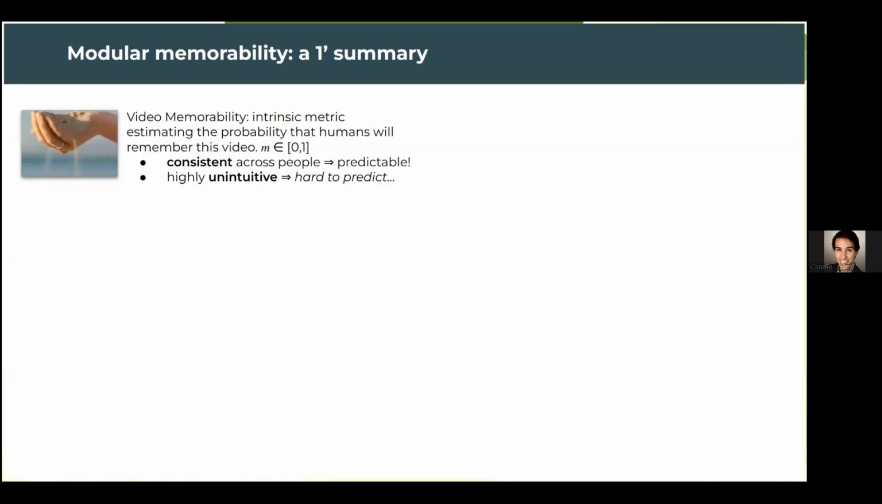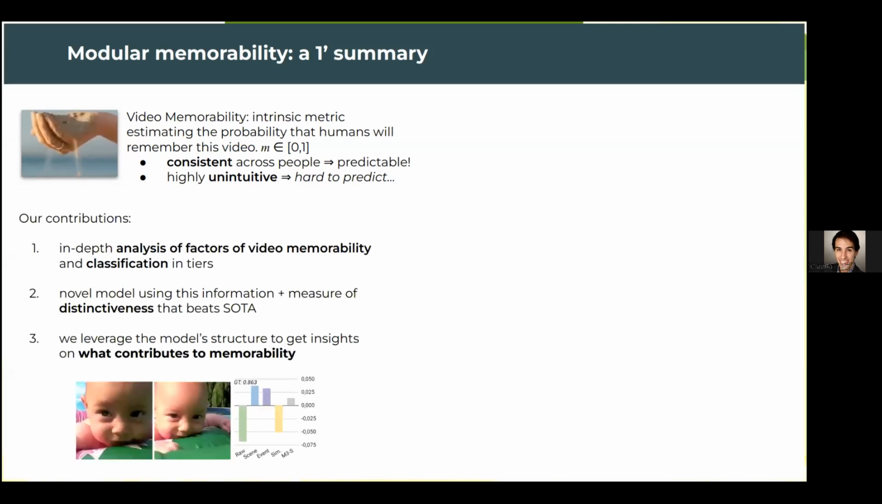In this paper, we work on estimating video memorability, an intrinsic metric that estimates the probability that humans will remember a given video. This metric is consistent across populations, but highly unintuitive, which makes it a very interesting and challenging problem to solve. Our main contributions are, first, an in-depth analysis of factors of video memorability, what contributes to it, and a classification into different tiers.